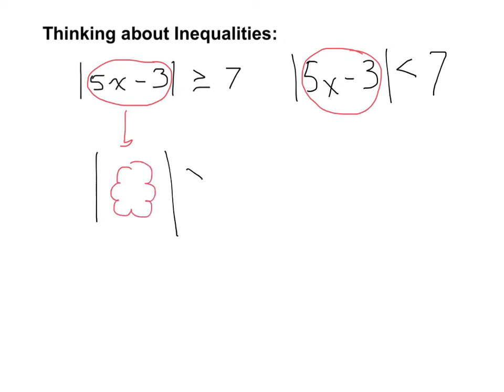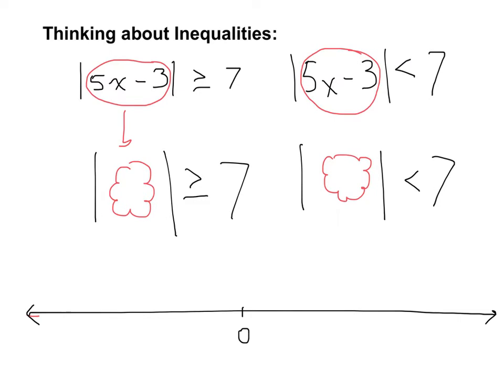So if you're taking the absolute value of some blob, and it's greater than or equal to 7, or the absolute value of some blob, and it's less than 7, then you're going to set up that problem in a similar way, no matter what the blob is. Okay, so let's look at this on a number line now, and we're dealing with an absolute value greater than or equal to 7, and also one less than 7.